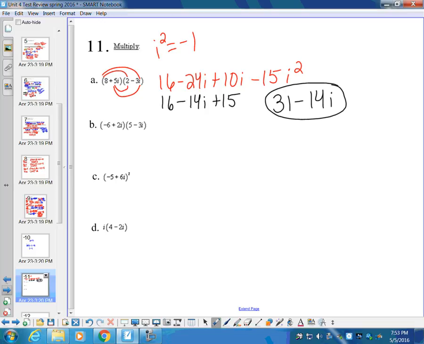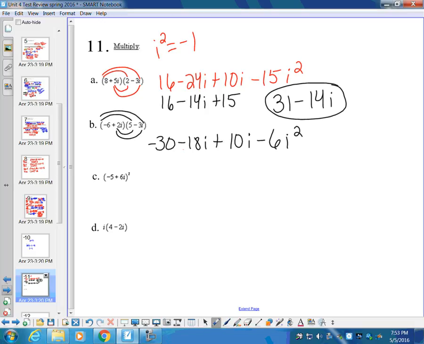31 minus 14i. Now, multiply. Negative 6 times 5 is negative 30. Negative 6 times negative 3i is negative 18i. 2i times 5 is 10i. 2i times negative 3i is negative 6i squared.